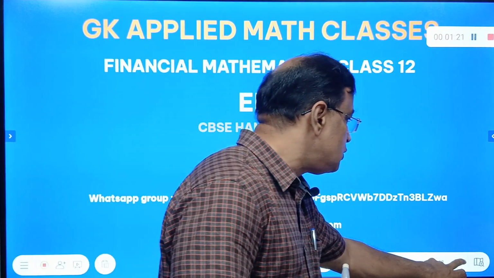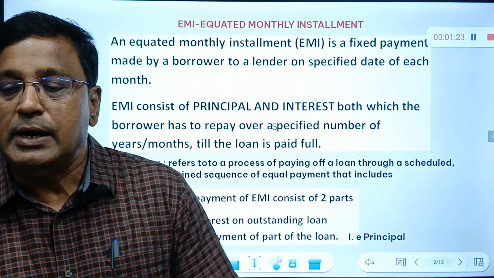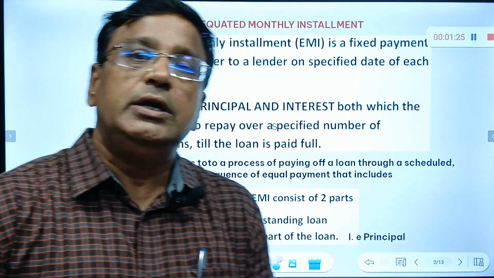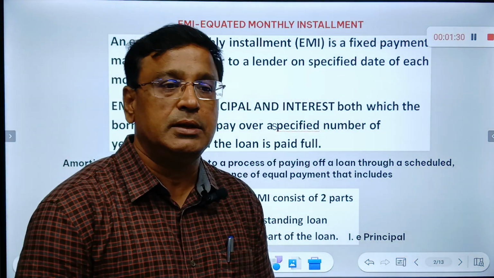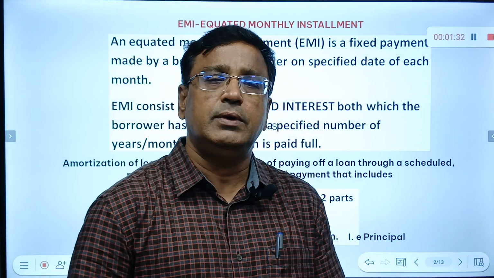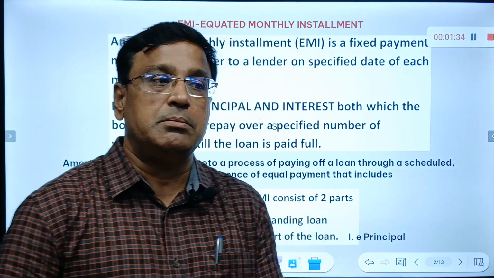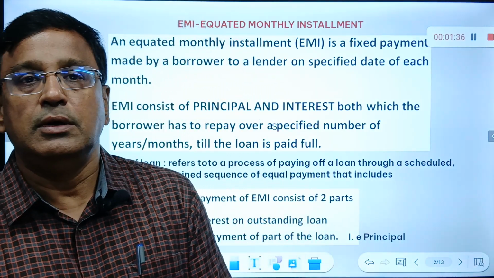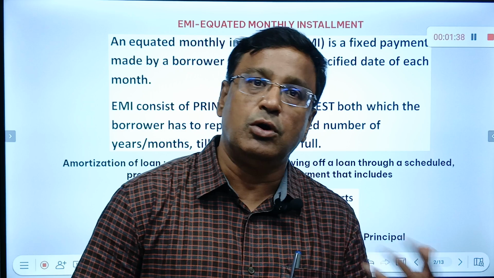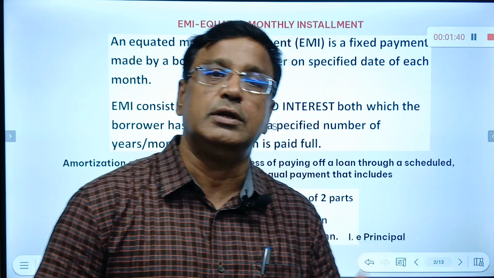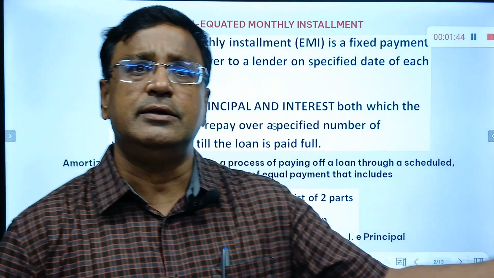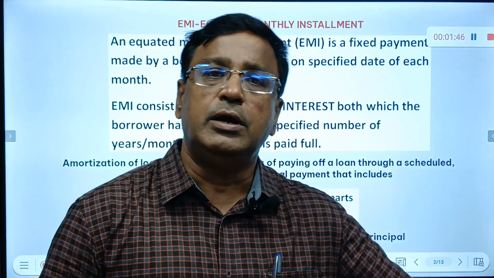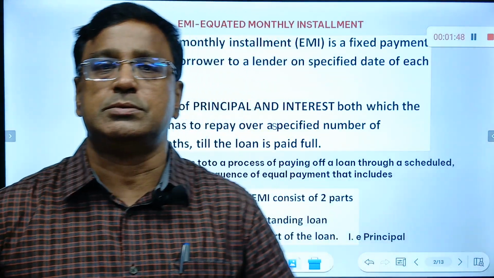Now let us make a beginning with EMI. What is the definition of EMI? EMI is called equated monthly installment. Now, what is an equated monthly installment? It's very simple. I borrow some money from a person. When I borrow money, I am called the borrower. The person who gives me the money is called the lender. Let us assume that the lender is a bank. So I borrow money from the bank to buy a house.